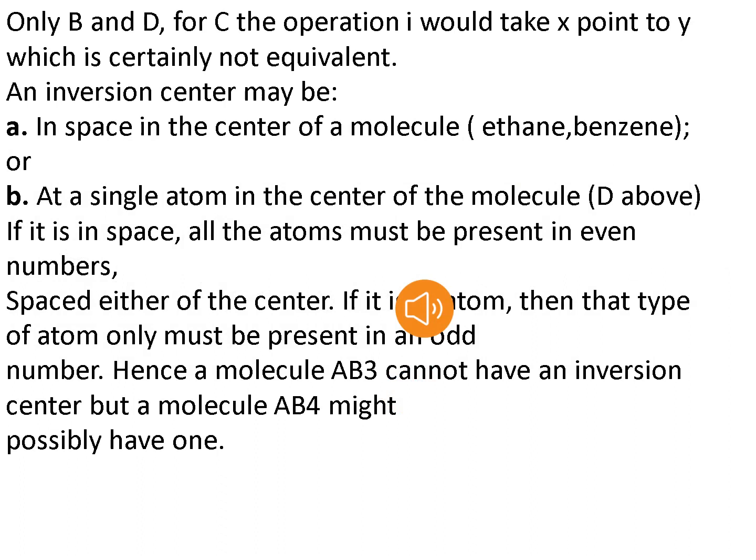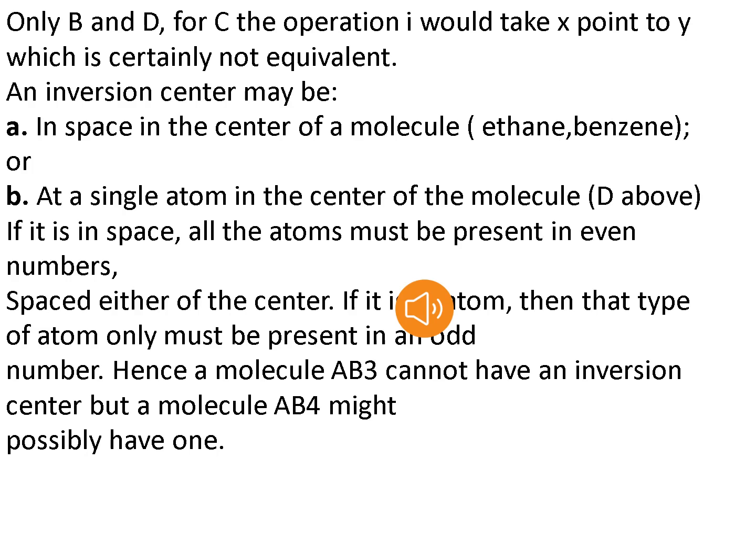Only B and D molecules have an inversion center, while the rest of the molecules do not. An inversion center may be of two kinds. First, in the space at the center of the molecule, and second, at a single atom in the center of the molecule, as we discussed in molecule D. If it is in space, then all the atoms must be present in even numbers, and if it is an atom, then that type of atom must be present in an odd number.